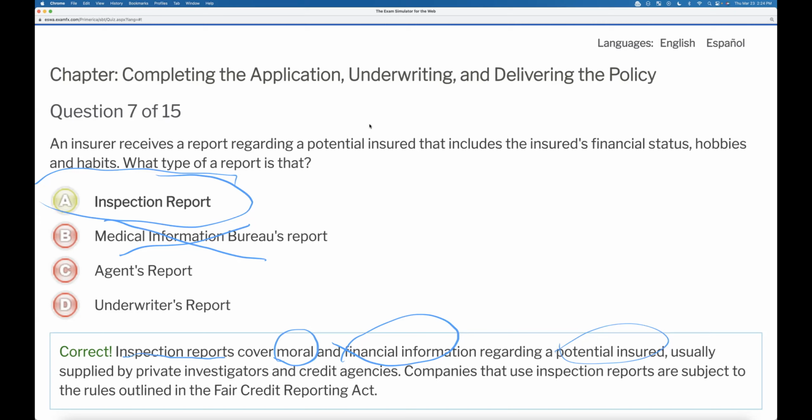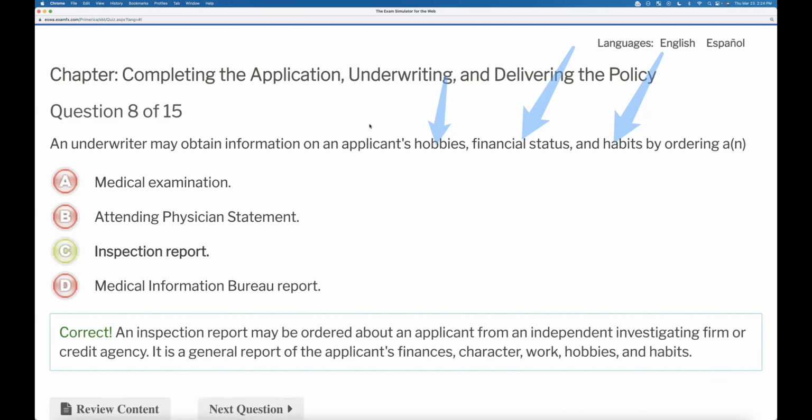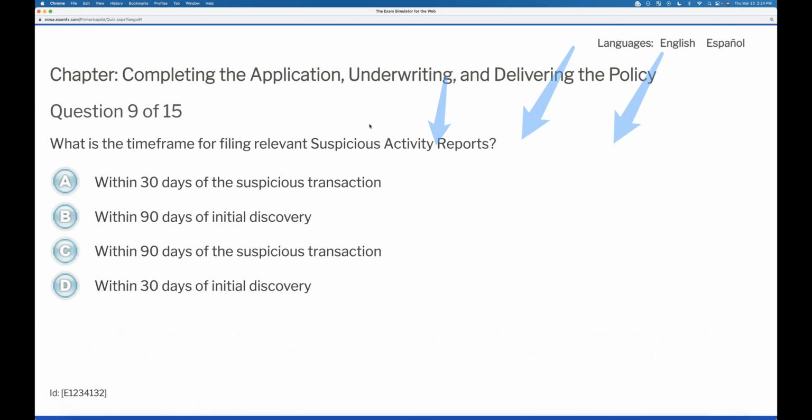I didn't answer this before. So the inspection report talks about the financial status, the hobbies, the habits of the insured. That's crazy. It has a lot of information. Next one. An underwriter may obtain information on an applicant's hobbies, financial status, and habits by ordering a what? We just did this, right? Hobbies, habits, financial status, inspection report. We just did this right now. Now you know what an inspection report is.